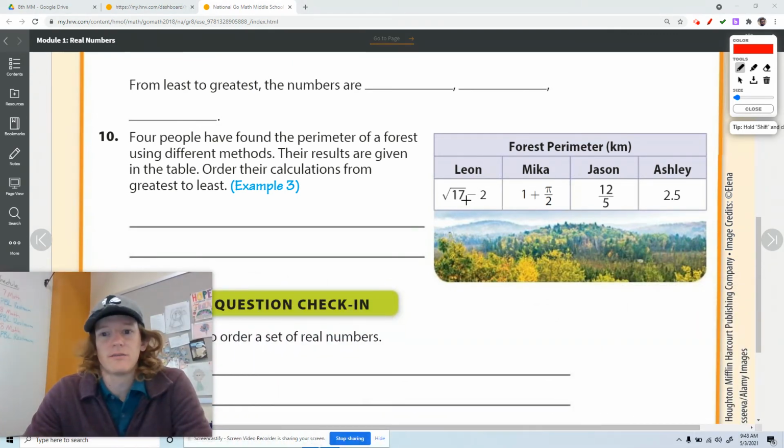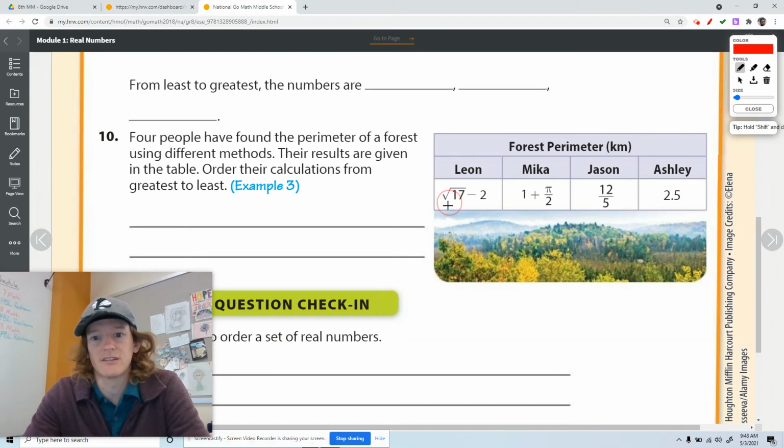Next, we need to figure out what Leon's is going to be. This is about a little more than 4. It's a little more than the square root of 16, so let's say 4.2 minus 2. So for Leon, what do we have? 2.2.